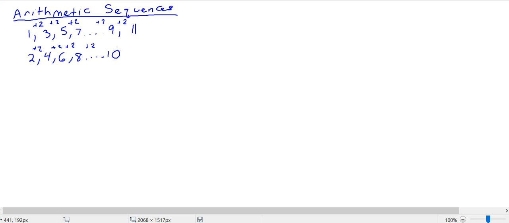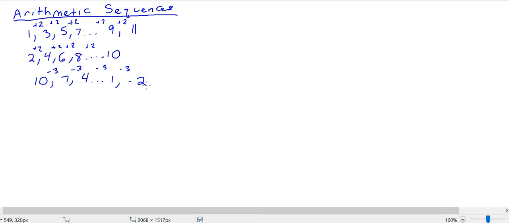We could also be adding a negative number. So let's say we have a sequence 10, 7, 4, ... It looks like we're subtracting. What we're really doing is adding a negative number. We're adding negative 3 between each term. So the next term would be 4 plus negative 3, which is positive 1. And the term after that would be positive 1 plus negative 3, which is negative 2. Those are all examples of arithmetic sequences.